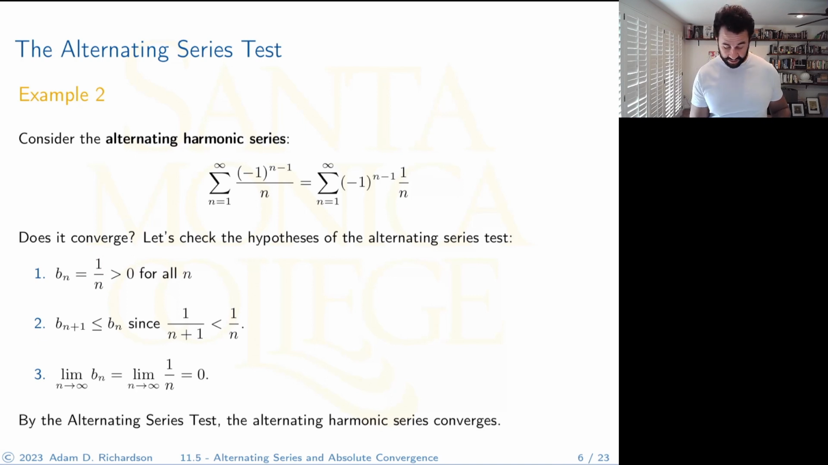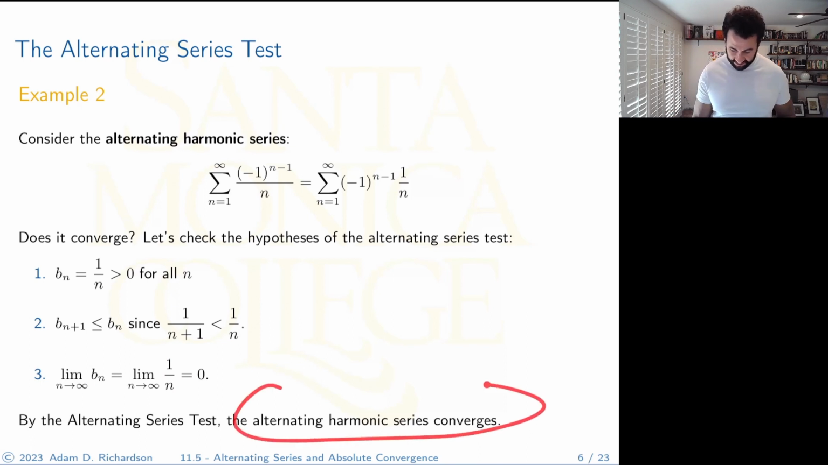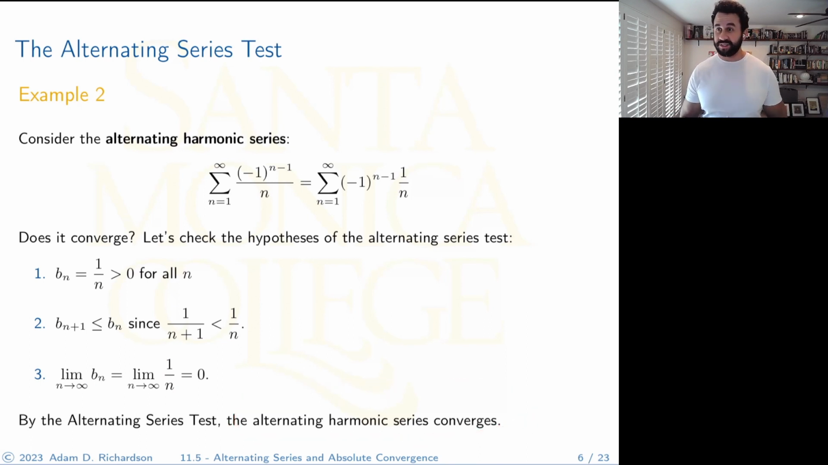The other thing is because 1 over n plus 1 is always strictly less than 1 over n, this sequence of b sub n's is decreasing. So in other words, the size of these terms is getting smaller as n increases. And then lastly, the limit as n goes to infinity of b sub n is just the limit as n goes to infinity of 1 over n, which is 0. So by the alternating series test, the alternating harmonic series converges.